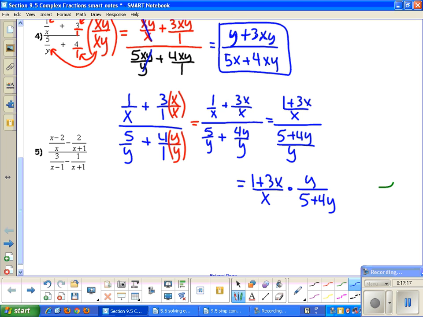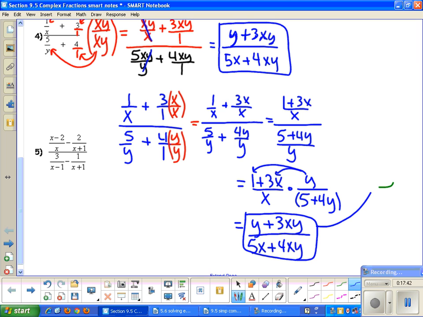Now that I have that, I can go ahead and multiply my numerator times numerator, denominator times denominator, because you notice that nothing cancels out right here. So that's where we get y times the 1 gives me y, and then y times 3x gives me plus 3xy all over, and then we're going to multiply the x times both those terms, so 5x plus 4xy. And notice that this is the same as what we got up here. It's just two different methods of doing the same thing.